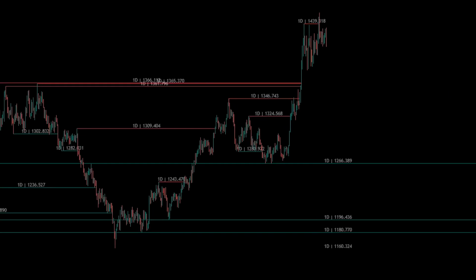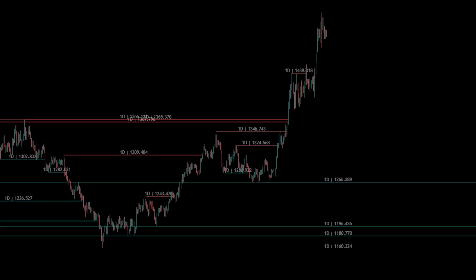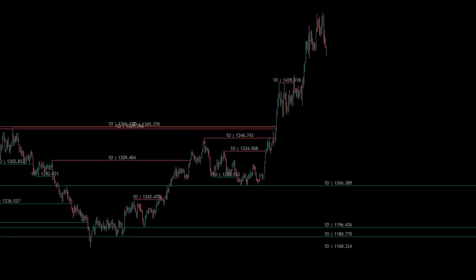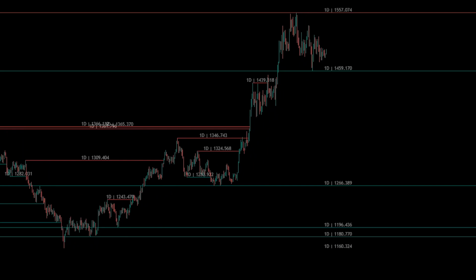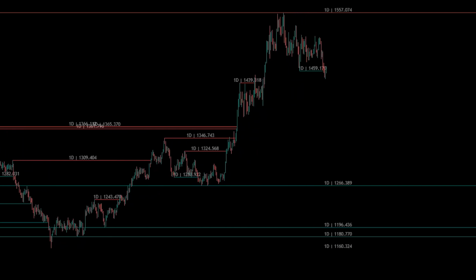But today, I want to solve this big problem for you by teaching you an indicator that can easily and quickly identify and mark these zones for you. This indicator will make your job much easier.